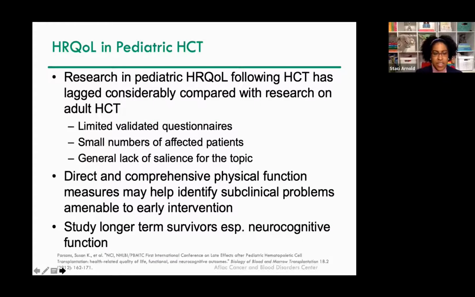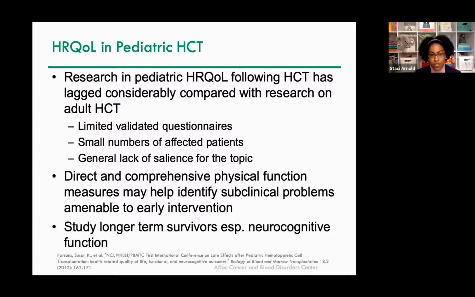I should take a step back and also mention that based on this limited data that we had, the National Cancer Institute, the National Heart, Lung, and Blood Institute of the National Institutes of Health, and the Pediatric Bone Marrow Transplant Consortium had a conference looking at late effects and focusing in on health-related quality of life, functional status, and neurocognitive outcomes. And in their consensus statement, they identified what I just described, that in particular, research in pediatric health-related quality of life after transplant was really lagging, and there wasn't a lot of data in comparison to adults. And that was in part because we didn't have a lot of questionnaires to actually look at quality of life in a pediatric subset.